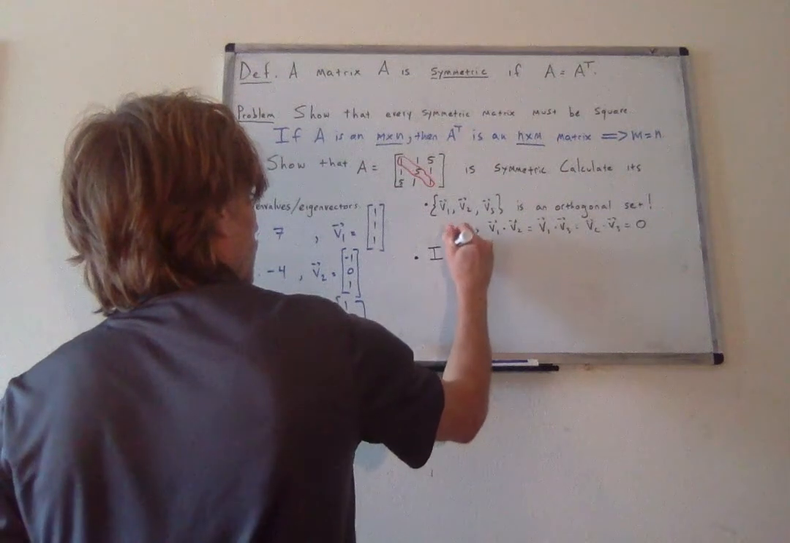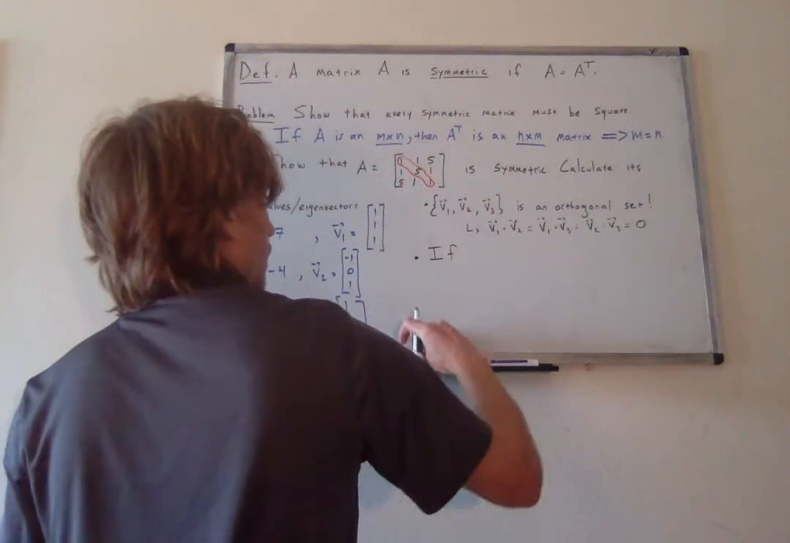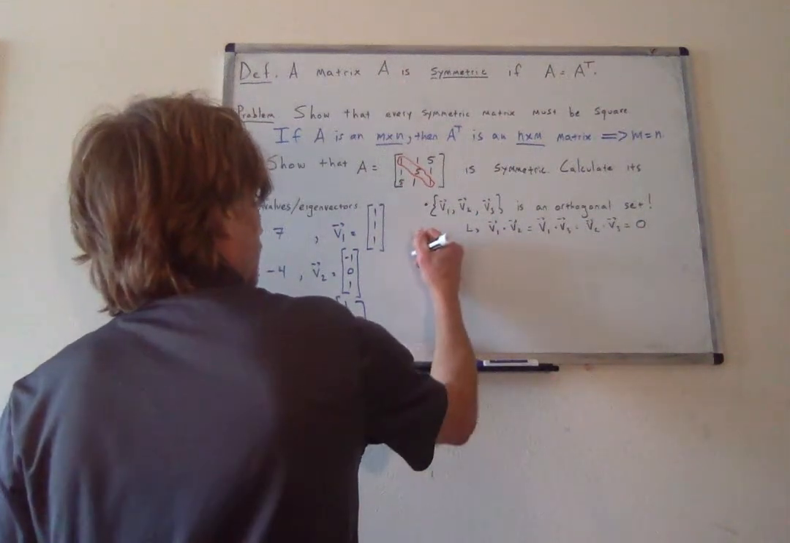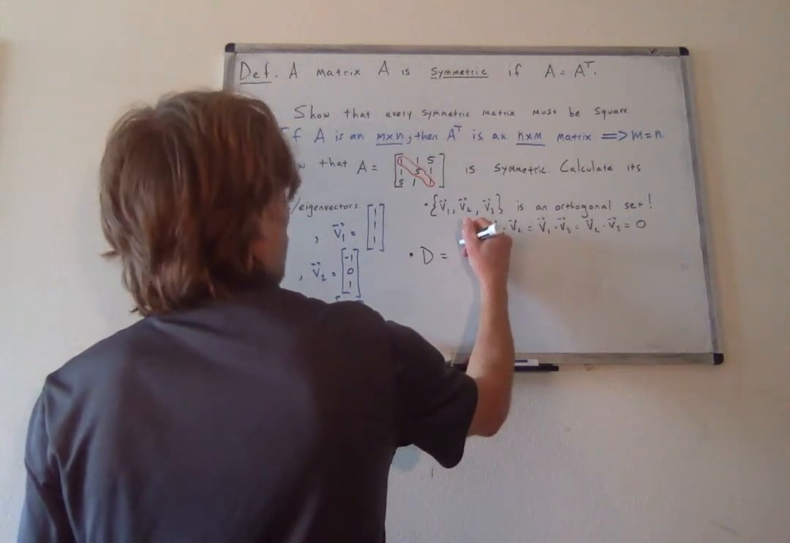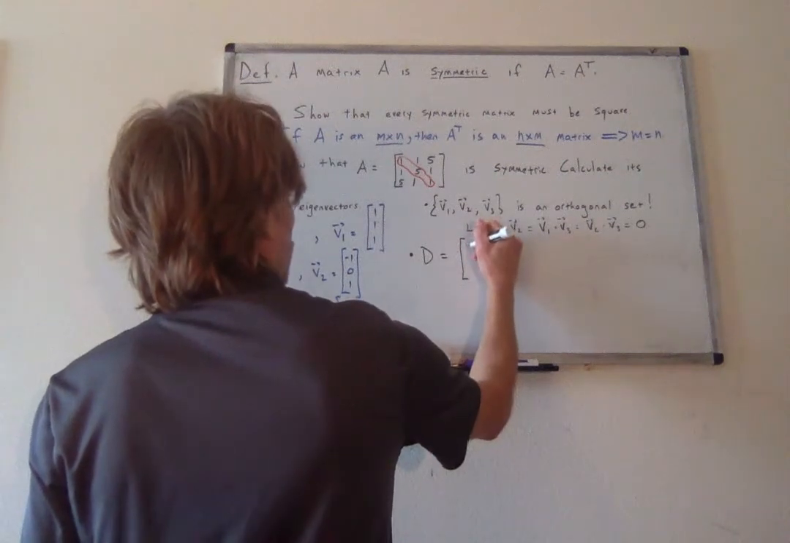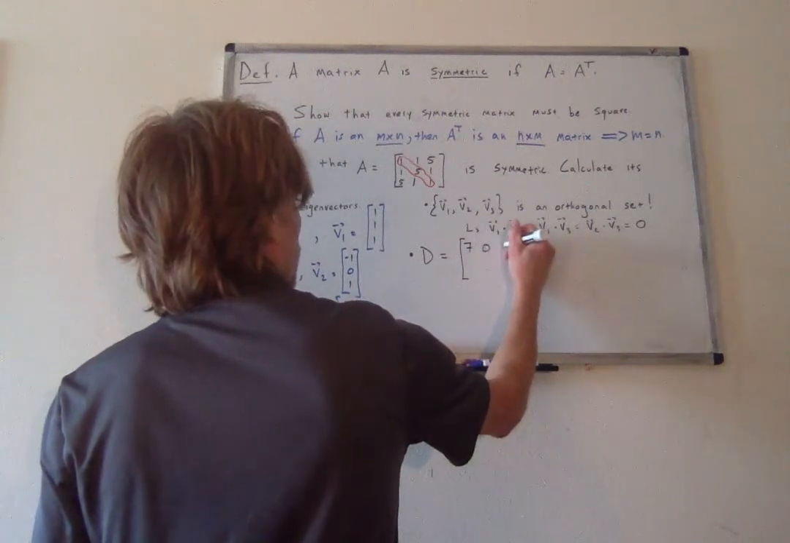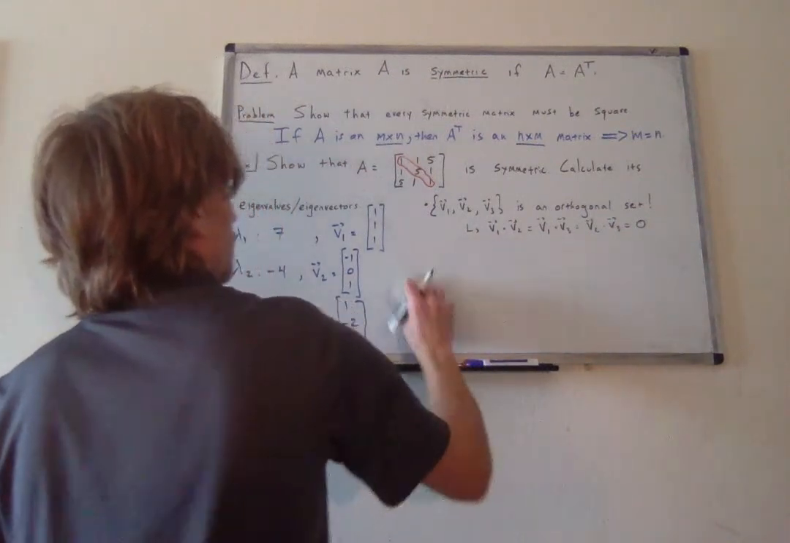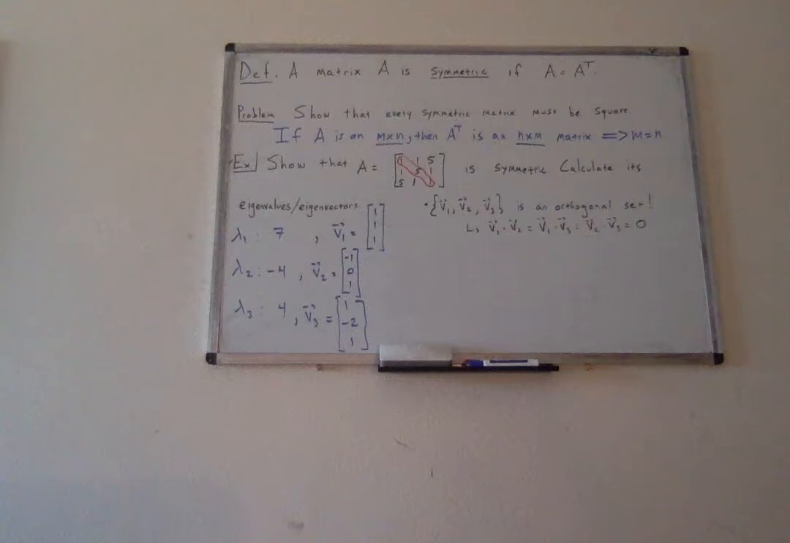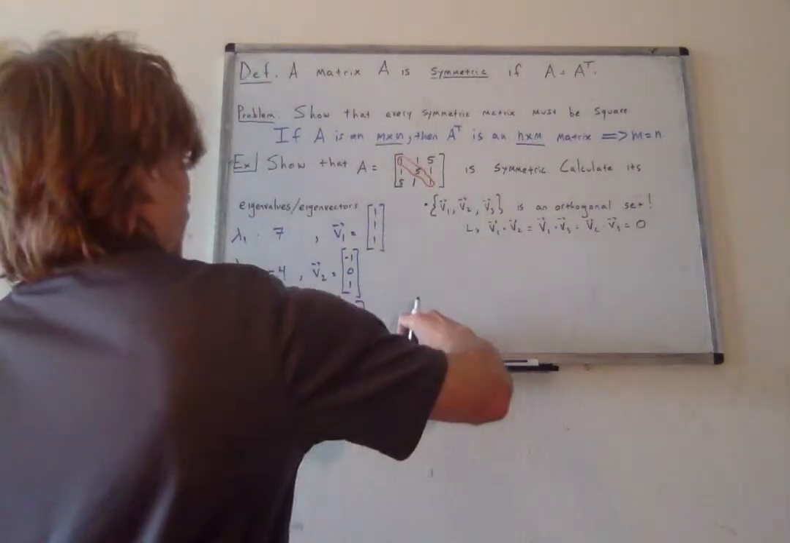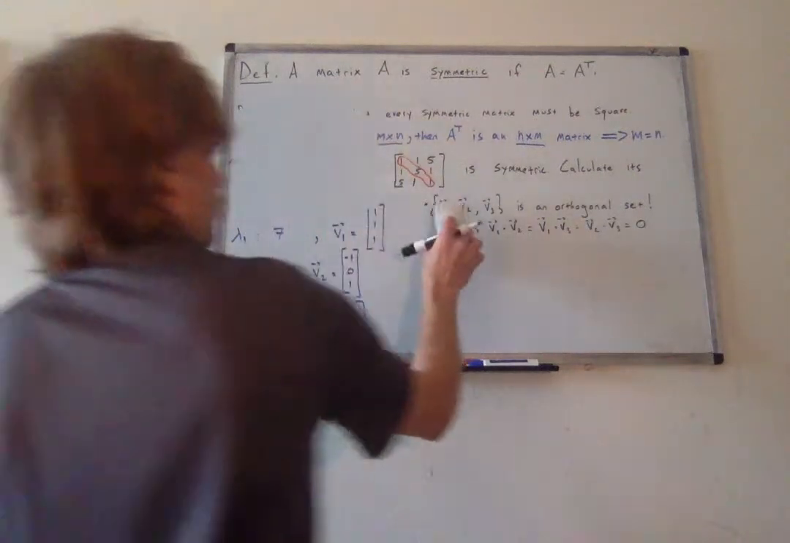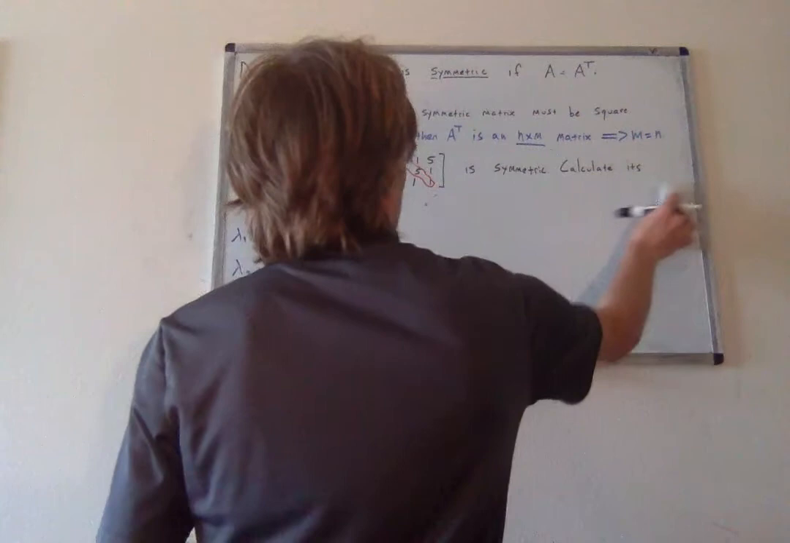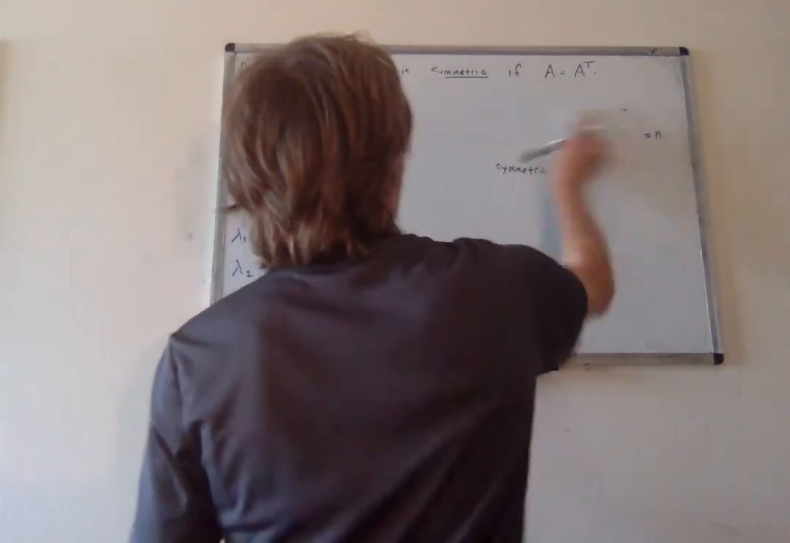So what I mean by that is, if we let D equal the matrix 7, 0, 0. Actually, what I'm going to do, let's see. I might want a little more room. So I'm going to leave the eigenvalues and eigenvectors of A up here. I'm going to move A over a little bit. I'm just going to give myself a little bit of room here.